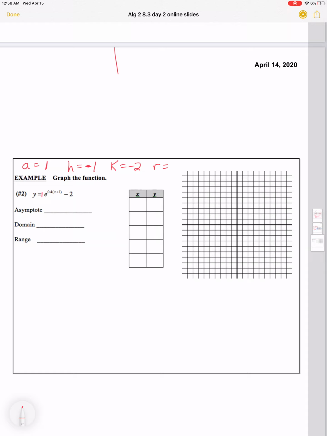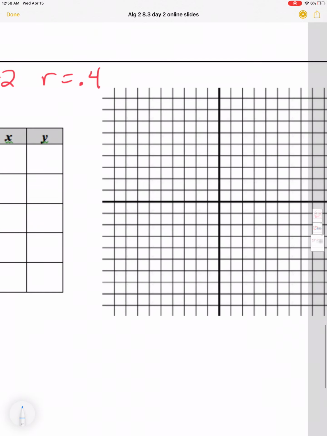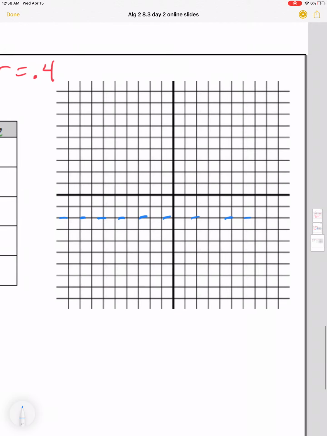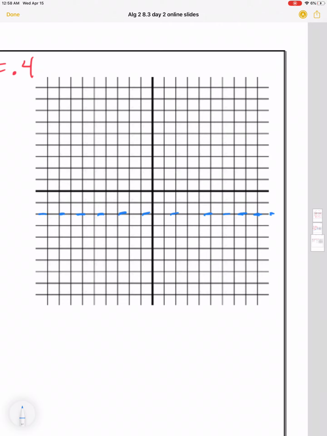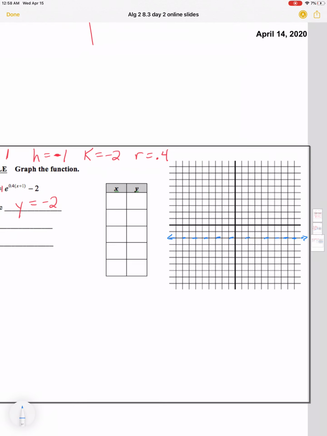And r is +0.4. So we have a, h, k, and r. The asymptote comes from k. So our asymptote is going to be at y equals -2. Put that on the graph right away. The asymptote is at -2. So our graph is going to approach that but never cross it.